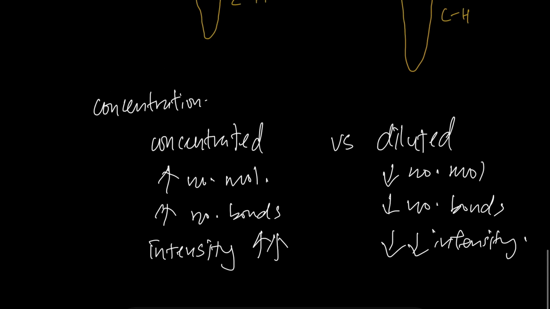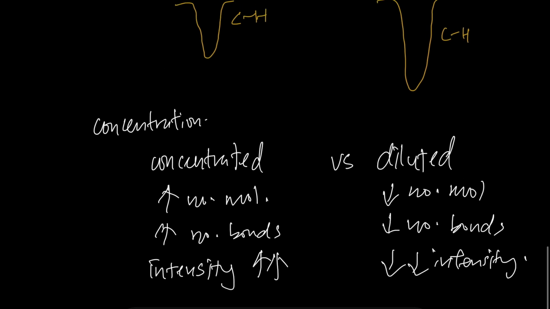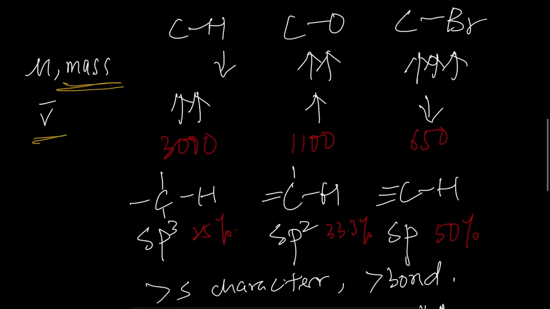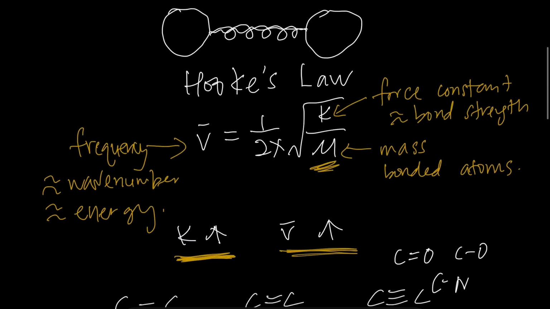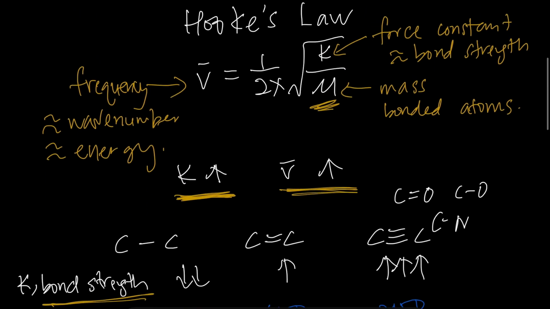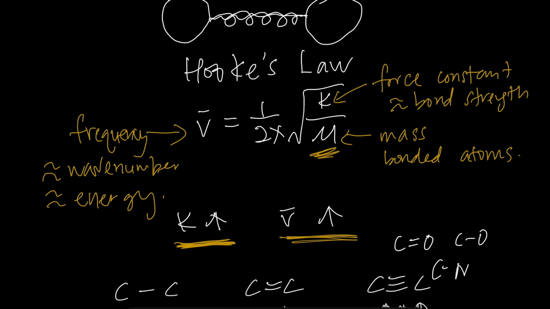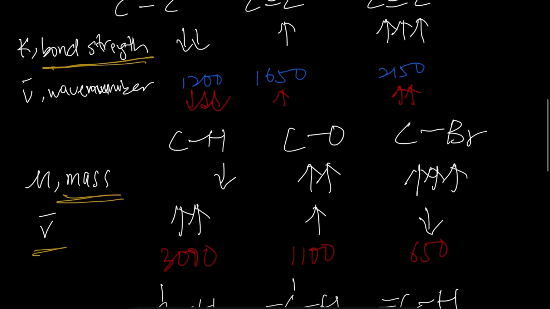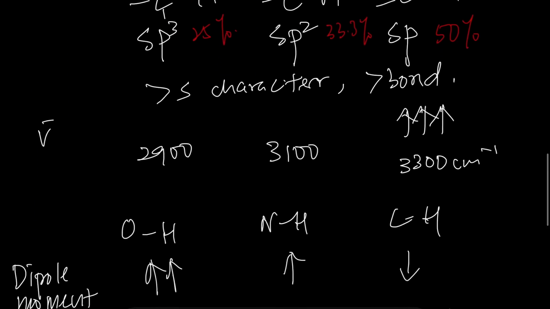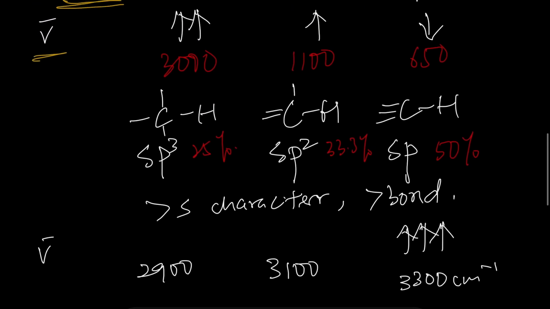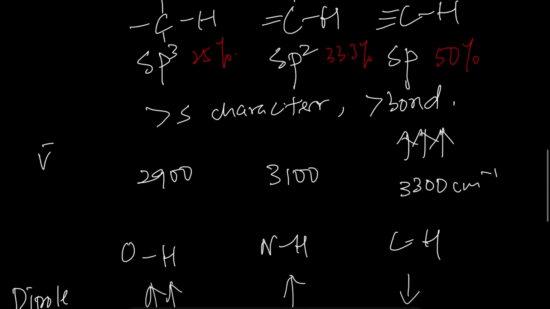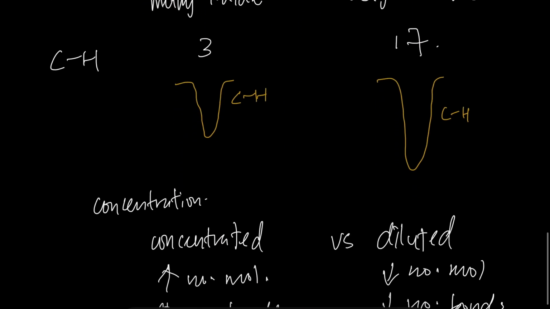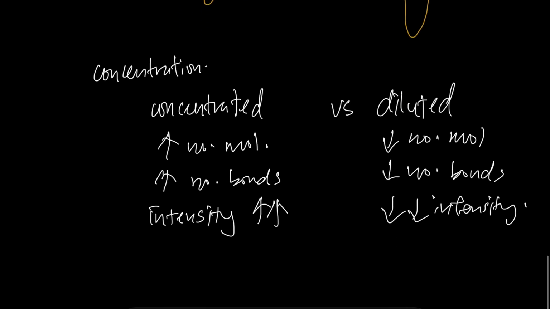That's all for the factors that affect the intensity of the absorption band. We have seen the factors that affect the wave number of the absorption band: the bond strength, the masses of the atoms, and also the hybridization state of the carbon. The dipole moment change, the number of bonds, and the concentration of the sample affect the intensity of the absorption band.